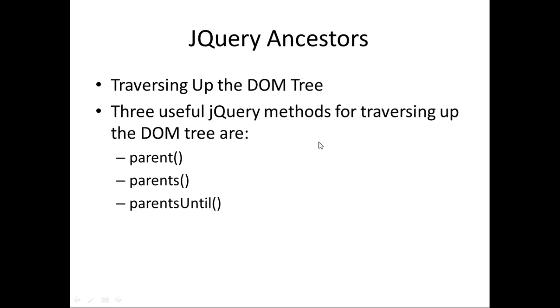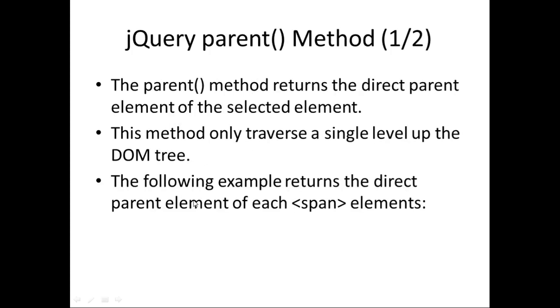jQuery ancestors. How do we select ancestors? Traversing up the DOM tree. There are three useful jQuery methods for traversing up the DOM tree: parent, parents, and parentsUntil. With parent, you'll be selecting a single parent, maybe the immediate parent. Parents, maybe all the ancestors. parentsUntil, maybe a range.